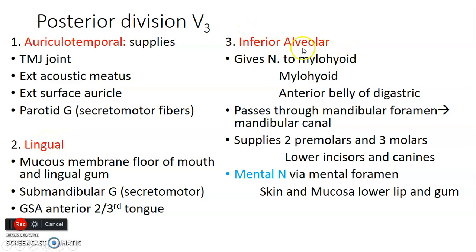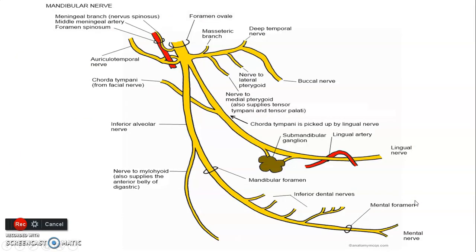Then we have the inferior alveolar. It gives nerve to mylohyoid, which supplies mylohyoid and the anterior belly of digastric. The inferior alveolar after that passes through the mandibular foramen, then from the mandibular foramen into the mandibular canal, then supplies the 2 premolars and 3 molars, as well as the lower incisors and the canines. Then after that, the inferior alveolar exits through the mental foramen as the mental nerve, and this mental nerve innervates the skin and the mucosa of the lower lip and the gum.